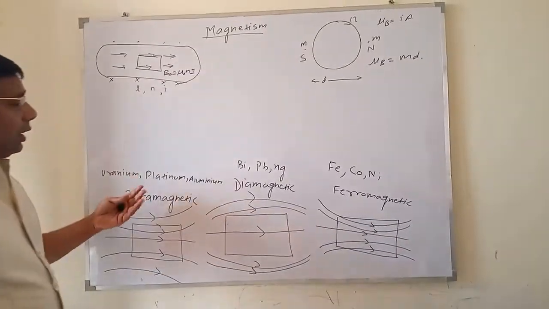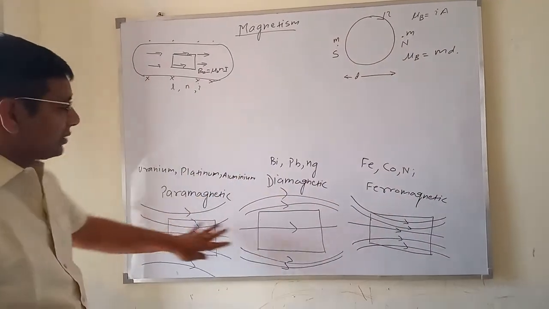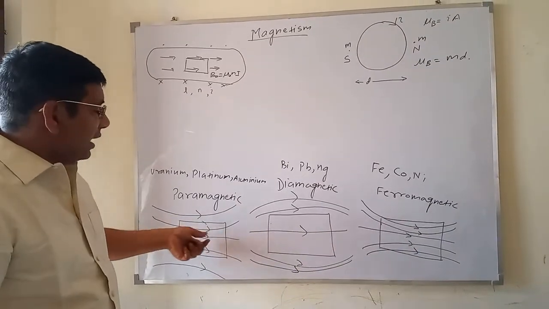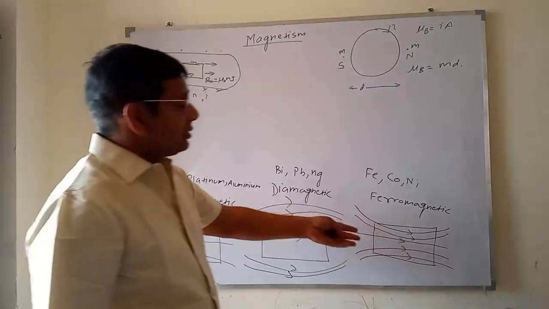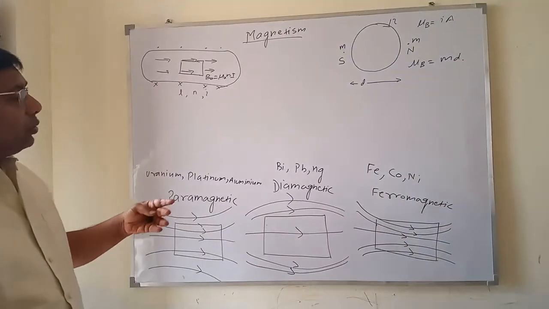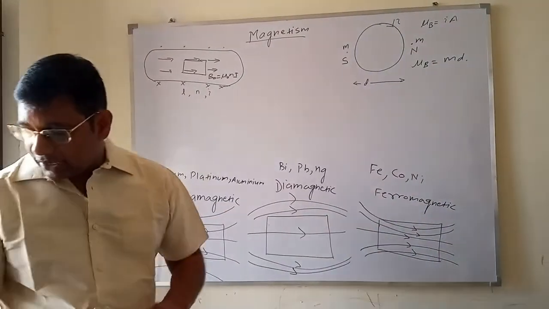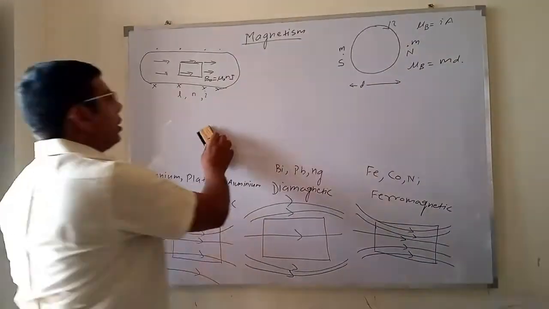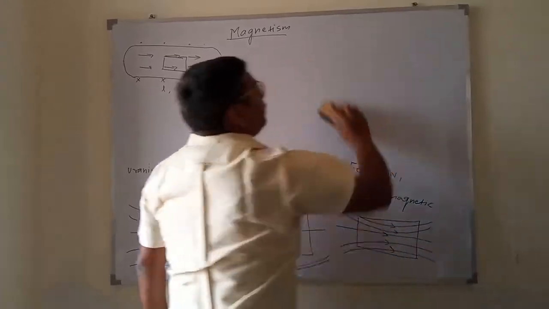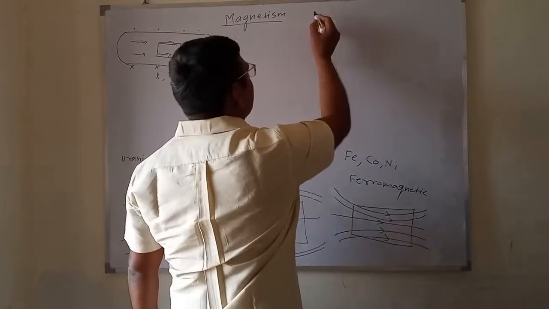Now what other things can we say about this? These are the qualitative things we are seeing here, that the magnetic field lines are attracted here and deflected, and here they go more and more. But let's now do some quantitative analysis. For this we will define one more term, and that is susceptibility.